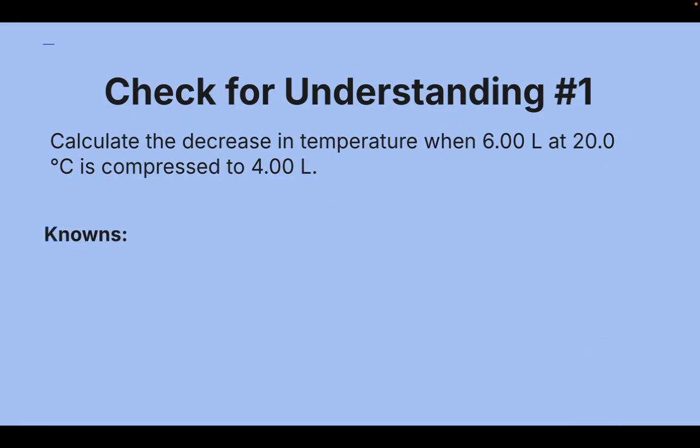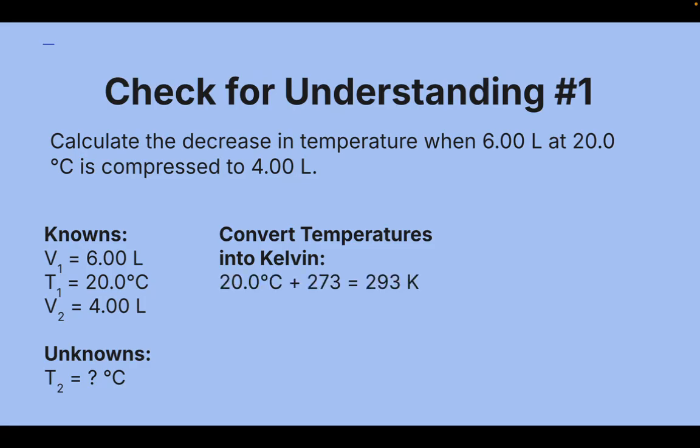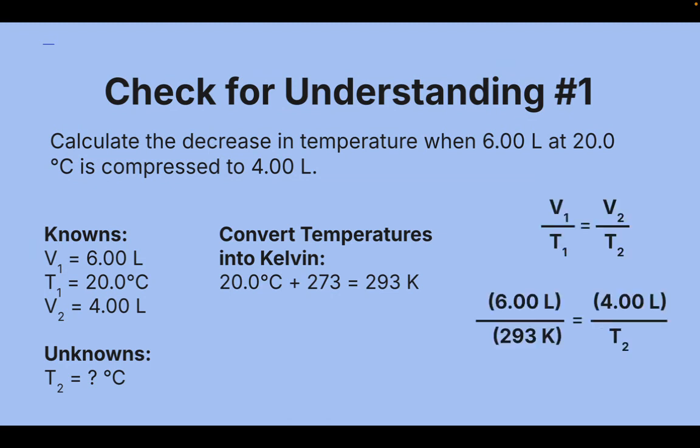So for this one, your known values, you're given an initial volume of 6 liters, an initial temperature of 20 Celsius, and a final volume of 4 liters, and you're asked to solve for T2. You should have started by converting your temperature into Kelvin, so just add 273 to the 20 Celsius to get 293 Kelvin. And then you can plug all of your values into Charles' law, solving for T2. So you should have done 293 times 4 divided by 6 and gotten a T2 to 3 sig figs of 195 Kelvin.